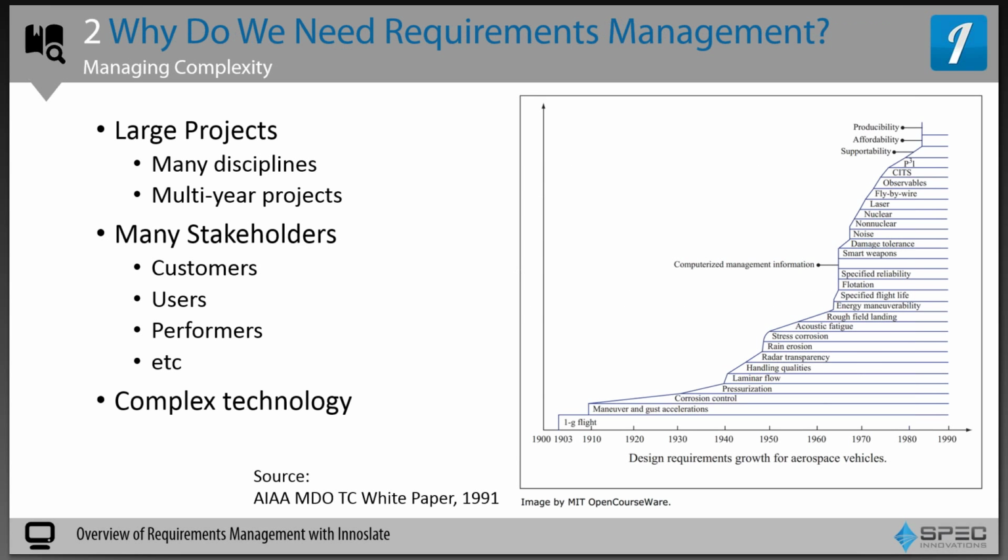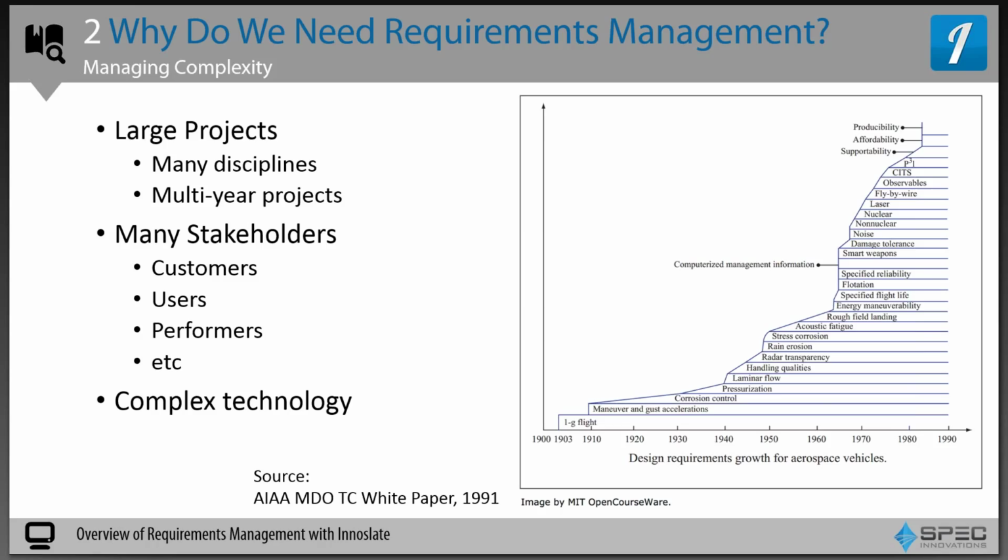So why do we need requirements management? Well, the first real reason is we're dealing with large projects. If you're dealing with a small project with one or two people, you probably don't need to do a lot of this complex overhead requirements management. But if you have to deal with many disciplines or even a multi-year project, all this requirements management is necessary because you're dealing with such a large quantity of requirements.